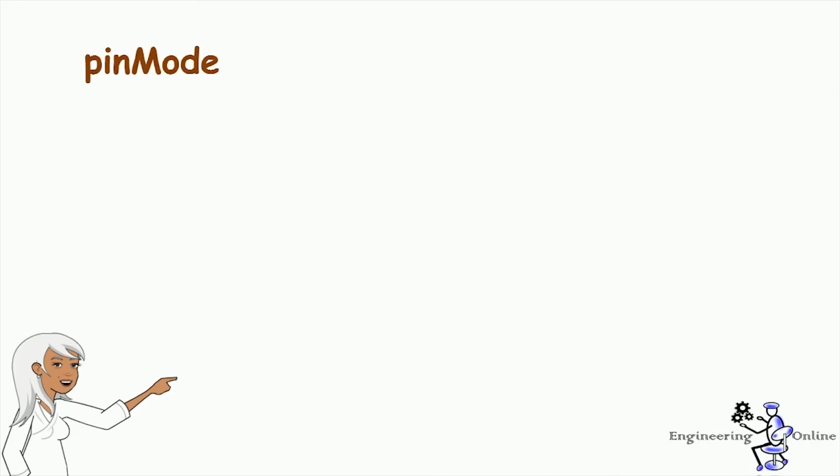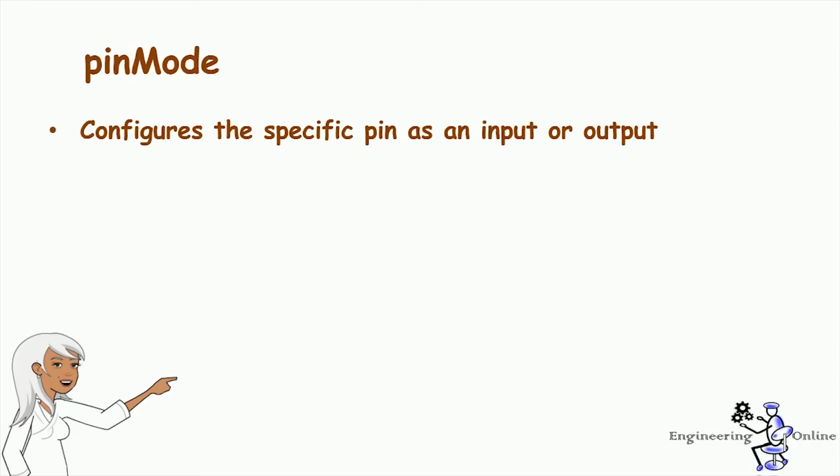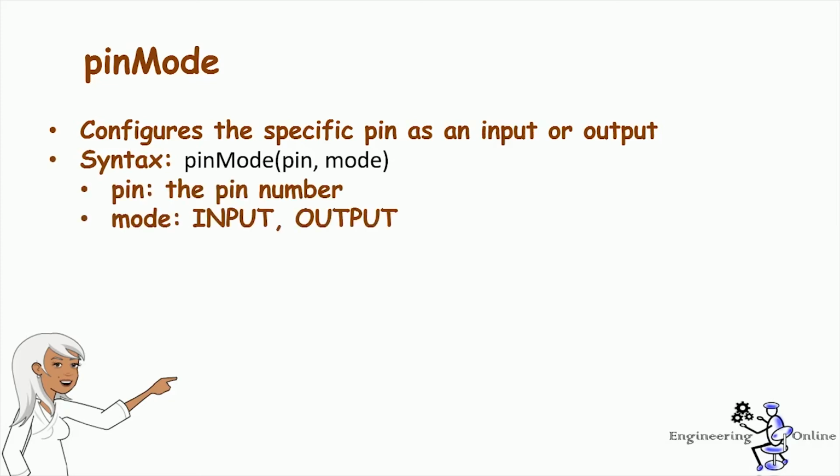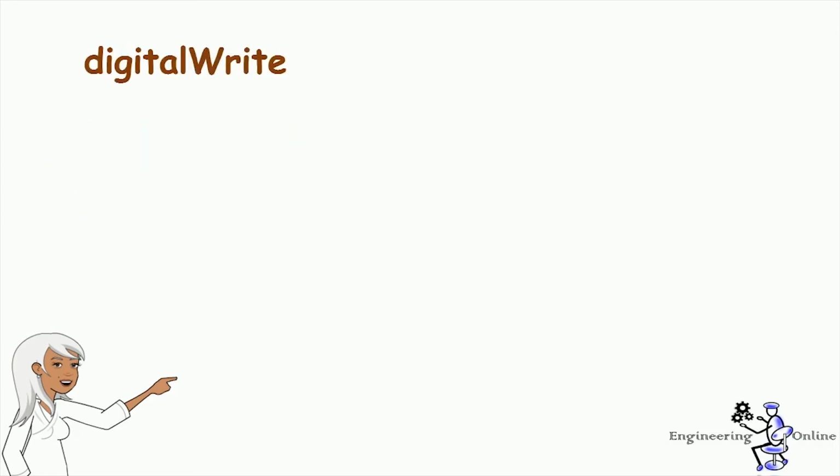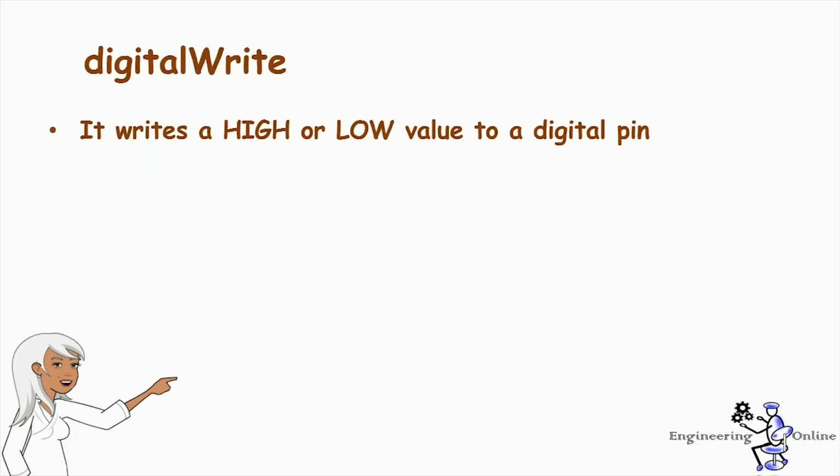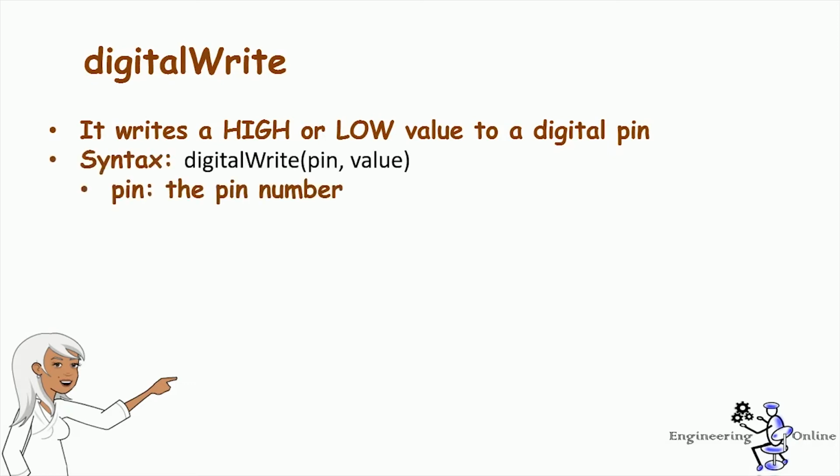pinMode is used to configure a specific pin as an input or output. The syntax is shown here. There are two attributes in it, that is the pin number and the mode you want to set. It can be either input or output. Then we have digitalWrite. digitalWrite is used to write a high or low value to any digital pin. Here high refers to 5 volts or 3.3 volts and low refers to ground or 0 volts. In the syntax you have to specify two attributes, that is the pin number and the high or low value.